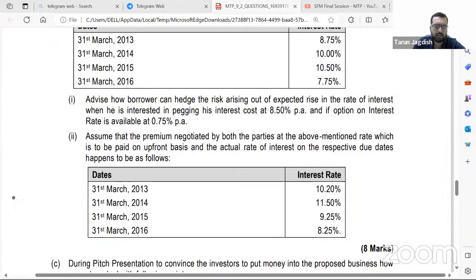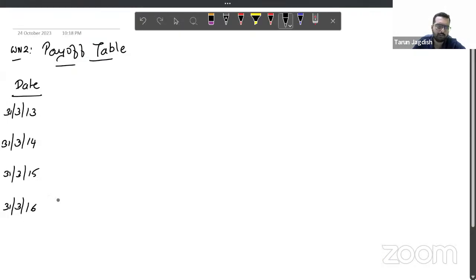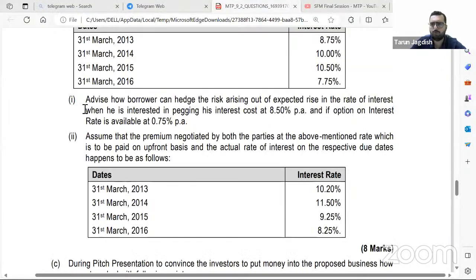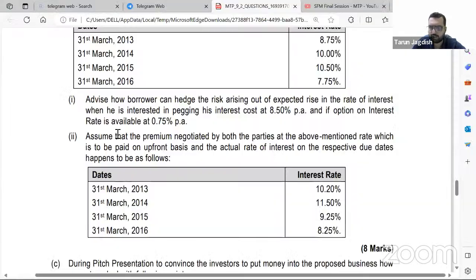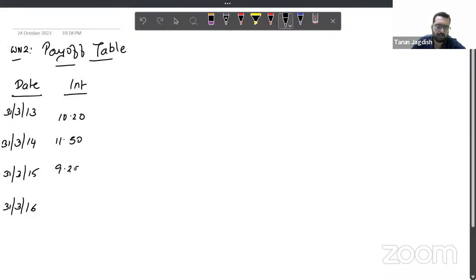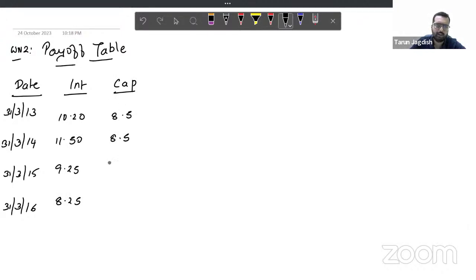31/3/2015, and the last one is going to be 31/3/2016. What is the interest rate that is told over here? 10.2, 11.5, 9.25, 8.25. What is the cap rate that they have told over here? 8.5.